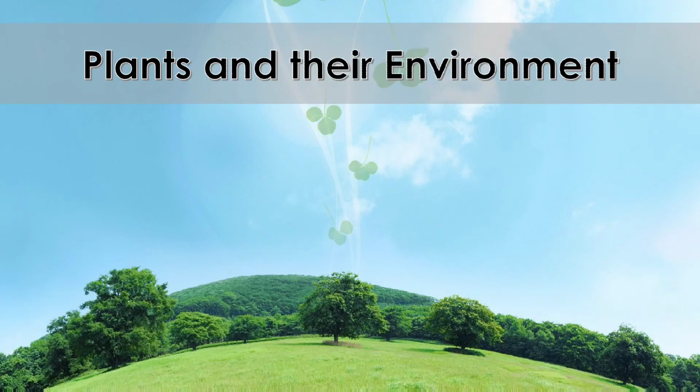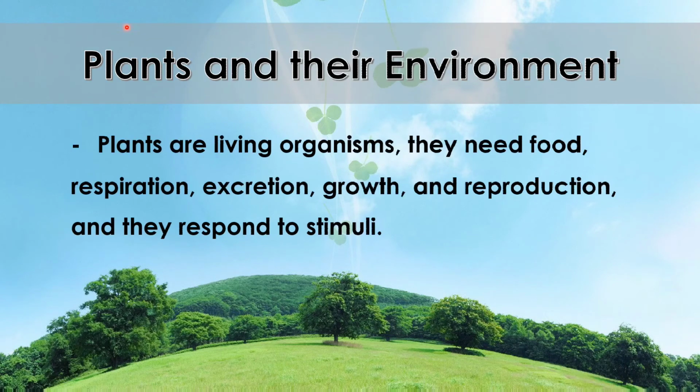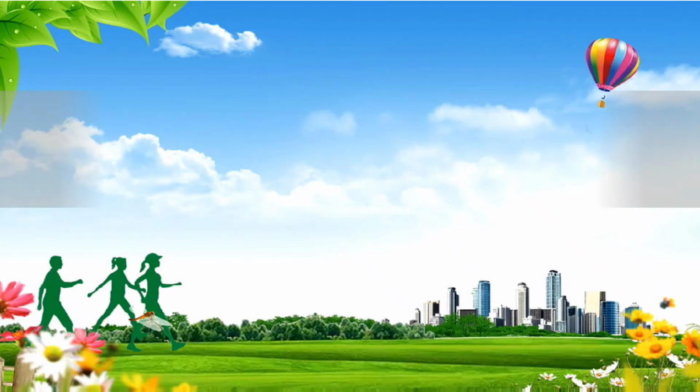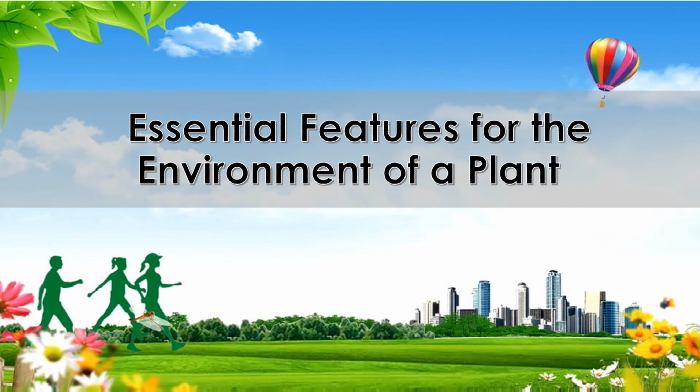So, plants and their environment. Plants are living organisms. They need food, respiration, excretion, growth, and reproduction. They respond to stimuli. In these ways, plants are similar to humans and animals. There are some essential features of the environment of a plant, and we will talk about some of them one by one.